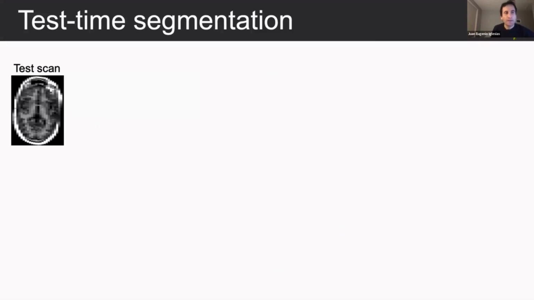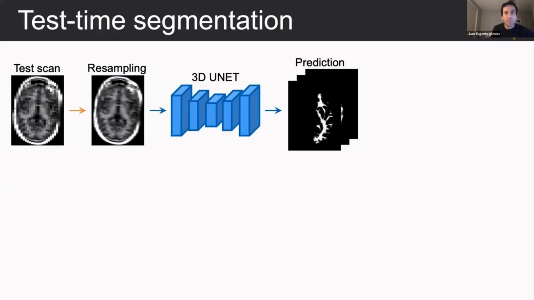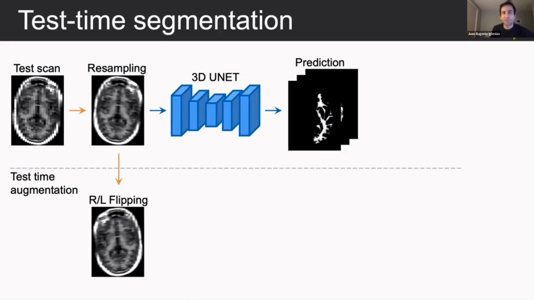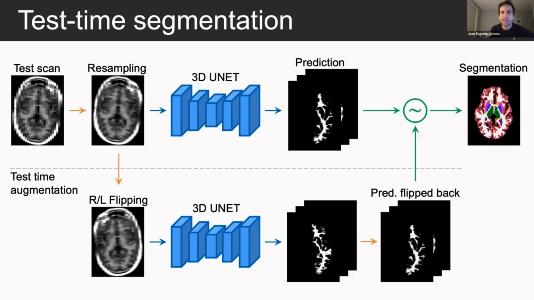At test time, we start by resampling to 1 by 1 by 1, again because this is how we train the network. Push it through the 3D UNet, and you get a 1 by 1 by 1 prediction. So no matter what the original resolution of the test scan is, you always get a 1 millimeter isotropic prediction. We also do test time augmentation by left-right flipping. Processed, of course, you have to flip back the predictions, rearrange the channels, and take the average, right? And that gives you the segmentation.